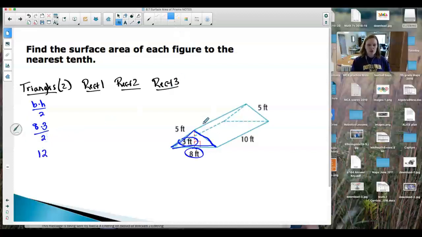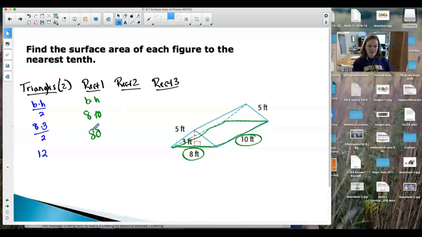Then we have our first rectangle. Let's do the one on the bottom. I'm going to erase what I had so we can see this bottom rectangle. We need the base and the height of that rectangle. The base is 8 and the height of that would be 10, so 8 times 10 is 80. Then we have a rectangle on the back side here. My tracing is not very good, but on this back side, it's 5 by 10. So base times height is 5 times 10, which is 50.